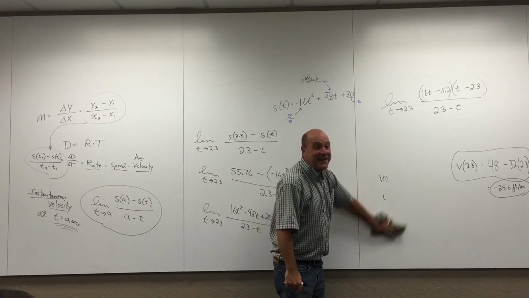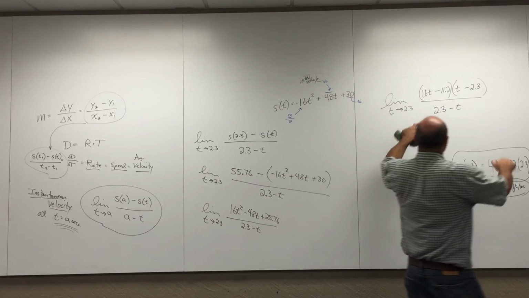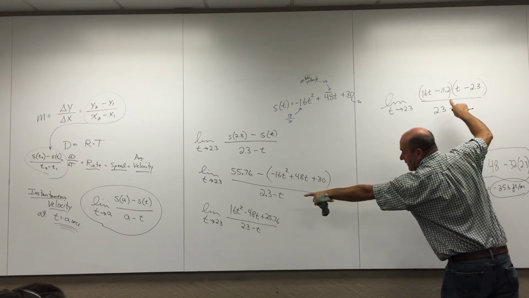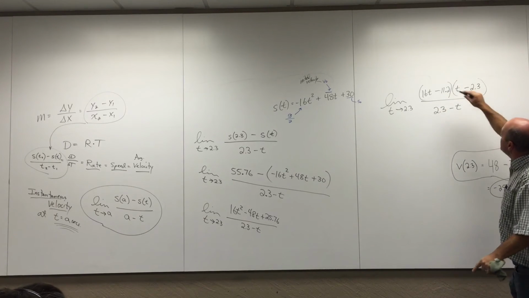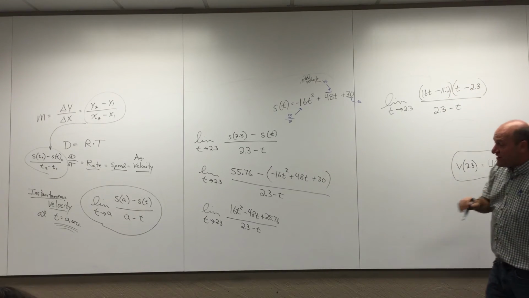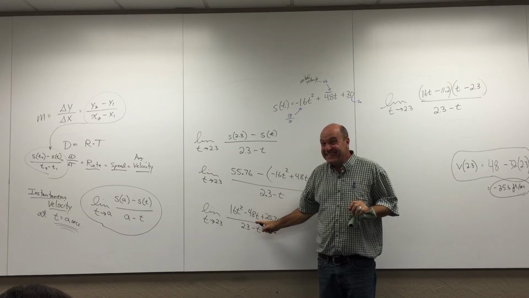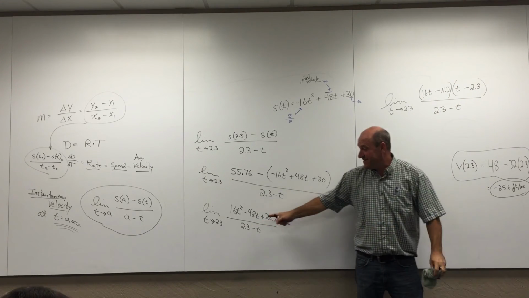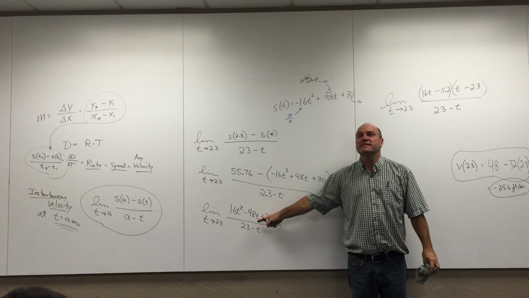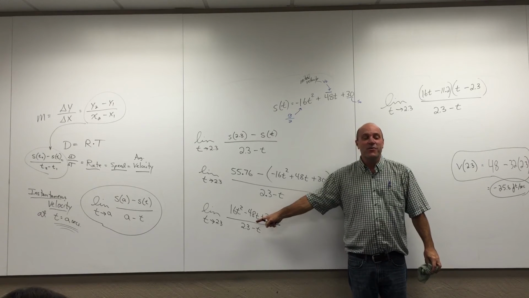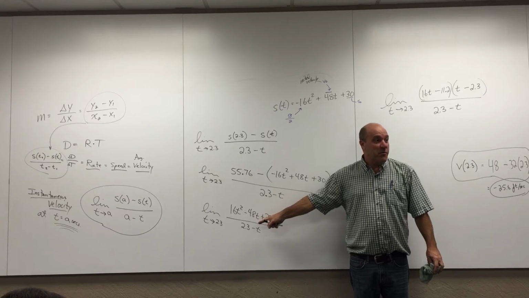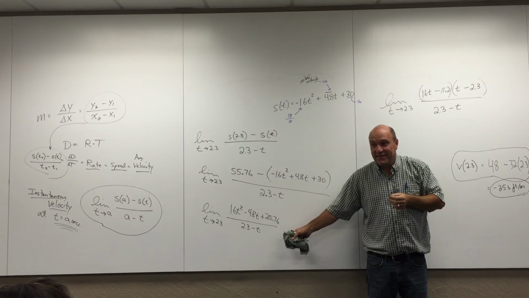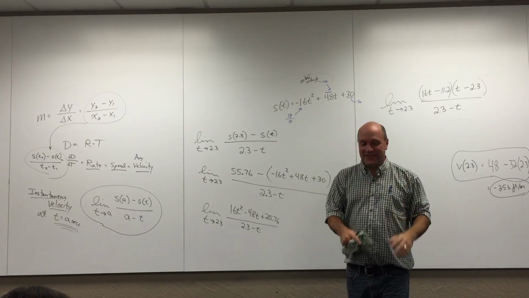I swear, I think that's factored. Somebody should double check me. If you foiled it out, would you get 16t squared? Yeah. If you multiplied the outers and the inners, would you get 48t? Help me out. Okay, really? And if you multiply the lasts, do you get 25.76? Oh my God, so we got it factored.